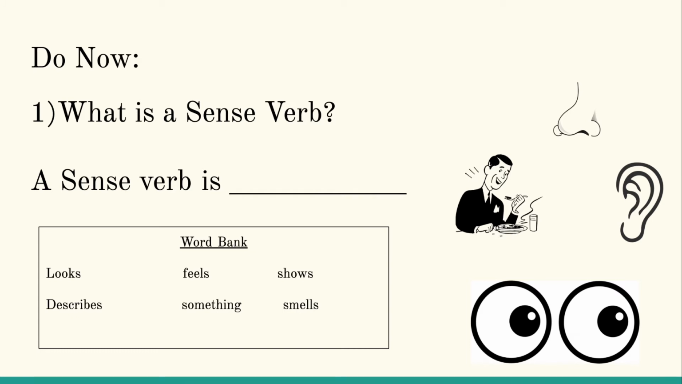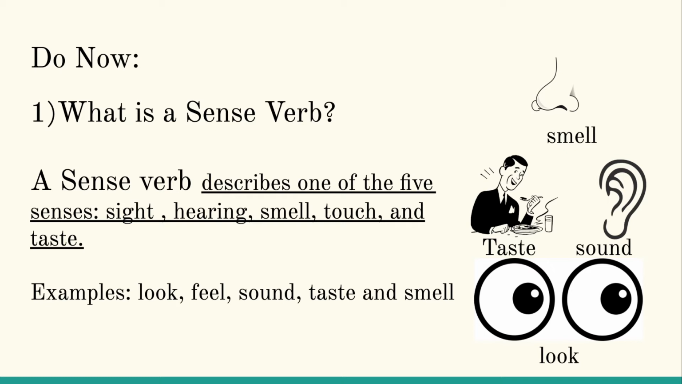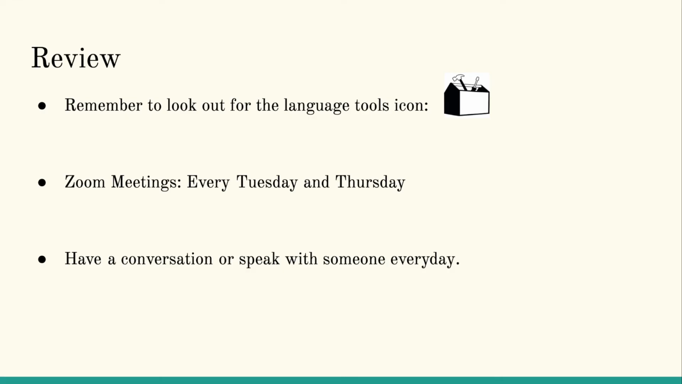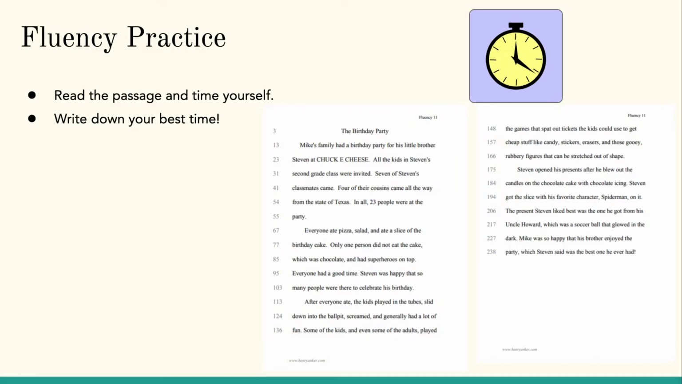So we are going to review sense verbs, and I thought I'd challenge everybody, and instead of asking what a sense verb is during the lesson, I'd like you to think about sense verbs and take your example from this week's assignment. So let's review what a sense verb is. We already know that it describes one of the 5 senses. So if you described anything that has to do with sight, hearing, smell, touch, and taste, you're on the right track. Now, let's look back at the assignment from Wednesday, which was our fluency practice.